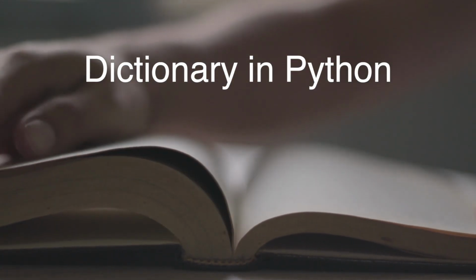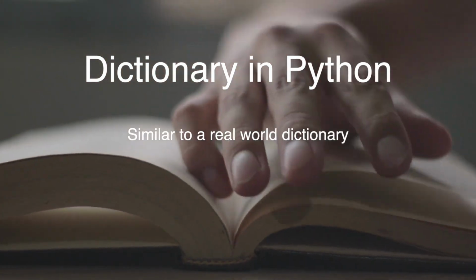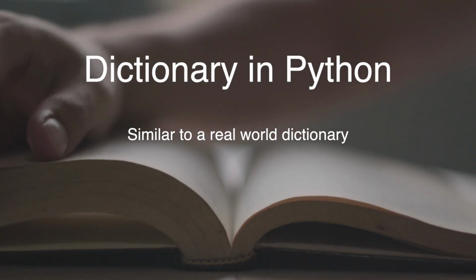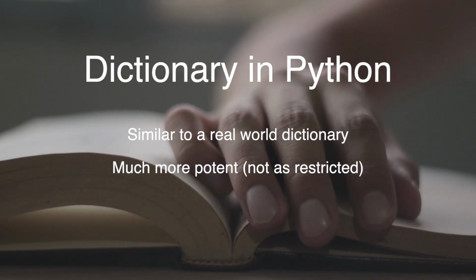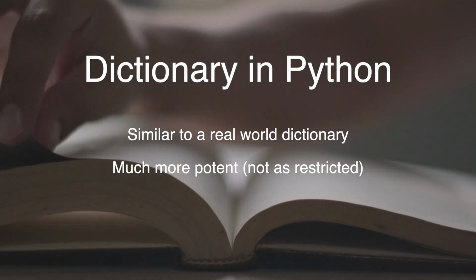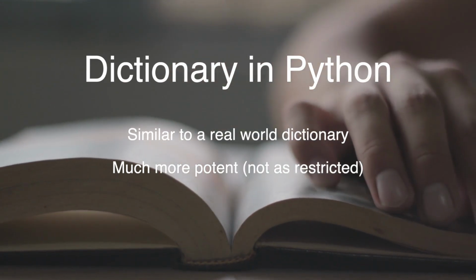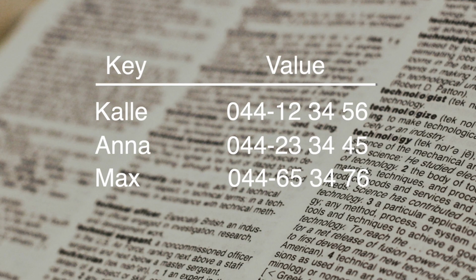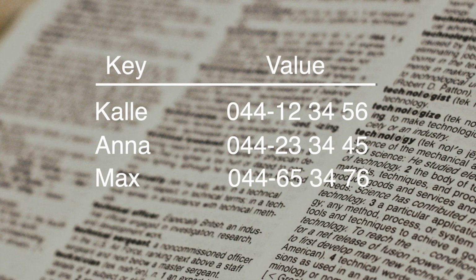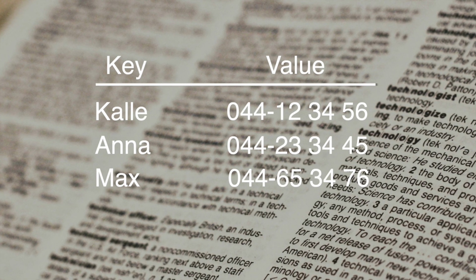Dictionary in Python is much like a regular dictionary where one word links to another. But they are much more potent in Python as we are not restricted to only using words and texts. We often say that what we store in a dictionary is key-value pairs.